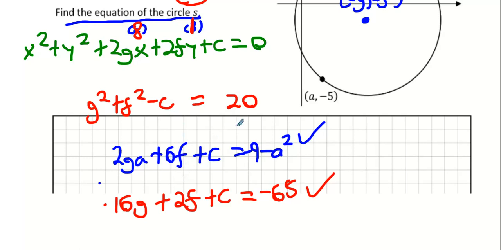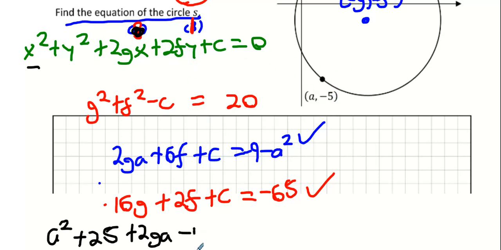I have to use a and minus 5. So replace x with a, so a squared. Replace y with minus 5. 25. After that, 2ga again, yeah? And what else? Minus 10f, yeah? Plus c equals 0. Oh, 10f, not 10y. Thank you.